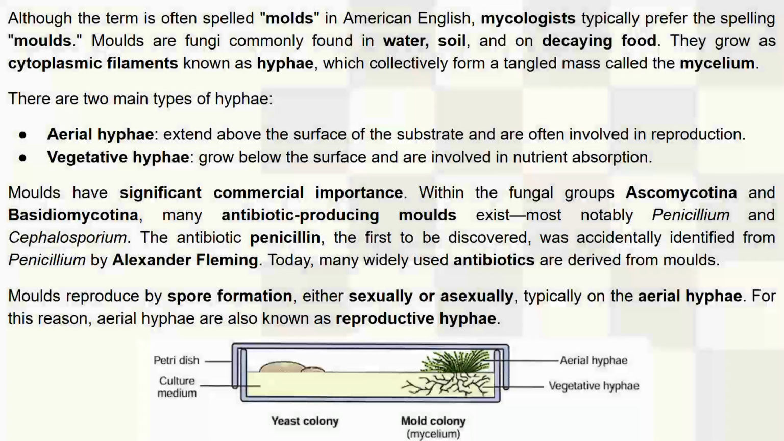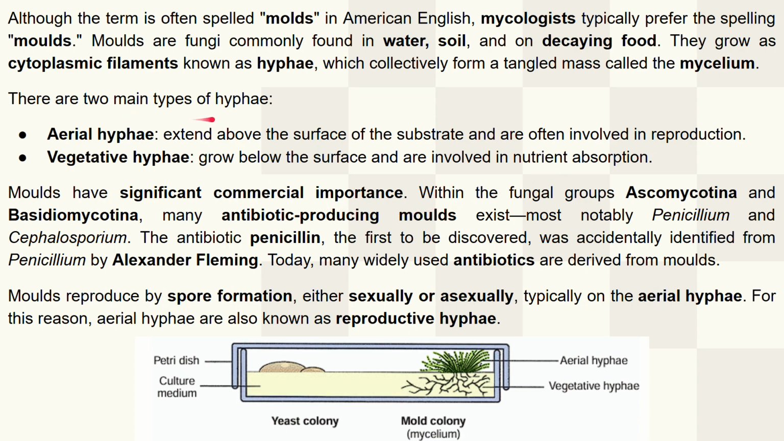So another form of fungi is called mold, a multicellular fungi. These molds are commonly found in water, soil, and on decaying food. They grow as cytoplasmic filaments known as hyphae, which collectively form a tangled mass called mycelium.